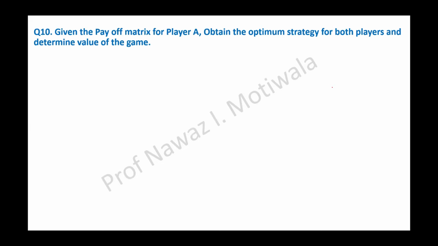Next problem is, given the payoff matrix for player A, obtain the strategy for both players and determine the value of the game. Now, if you read the question again properly, there is no mention of any method. They have not mentioned any method, that by using method of augment, method of formula, method of arithmetic, method of dominance, nothing has been mentioned. So here you have to apply your mind and see which method will be appropriate. So let me display the question first.